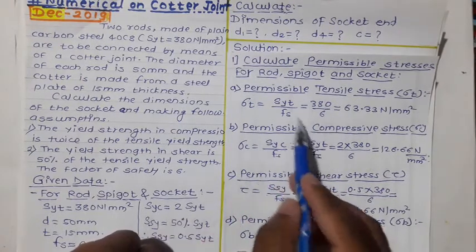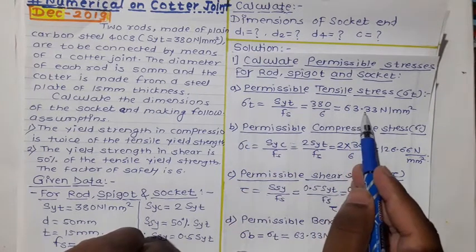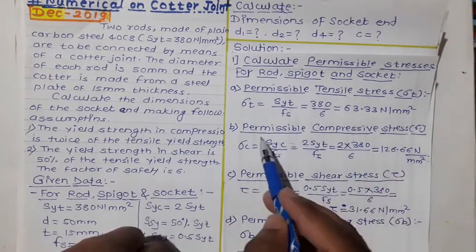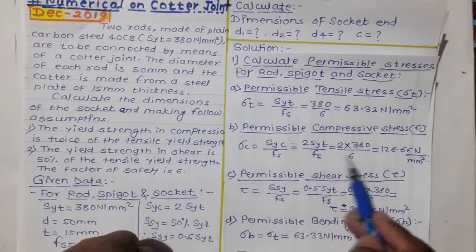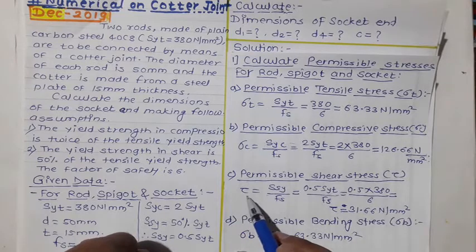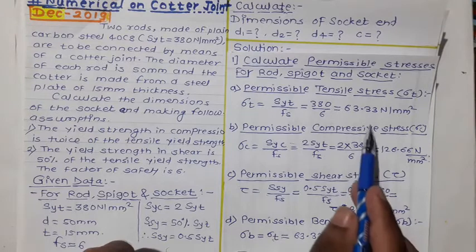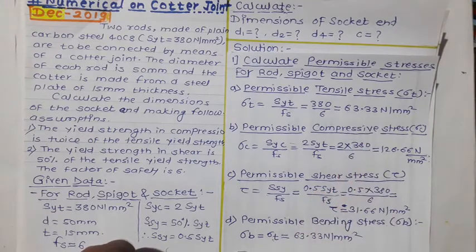So here I have calculated the answers. Permissible tensile stress sigma T is equal to 63.33 Newton per mm square or megapascal. Permissible compressive stress sigma C is equal to 126.66 Newton per mm square or megapascal. Permissible shear stress tau is equal to 31.66 Newton per mm square or megapascal. Permissible bending stress is equal to permissible tensile stress, and the value of permissible tensile stress is 63.33, so sigma B again becomes 63.33 Newton per mm square or megapascal.